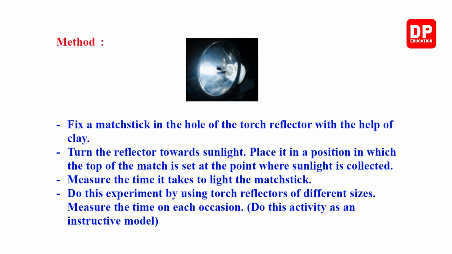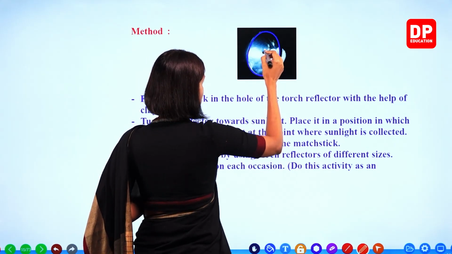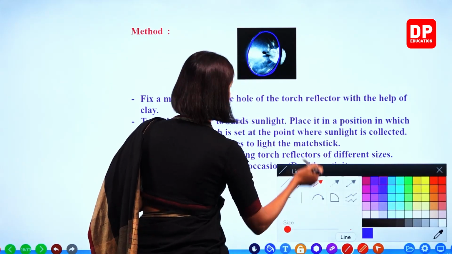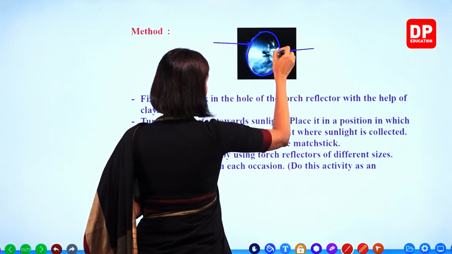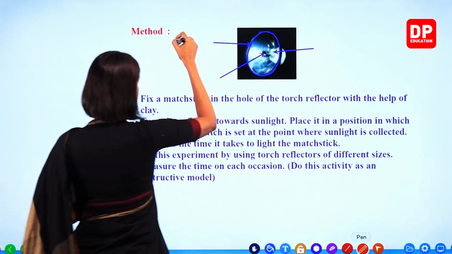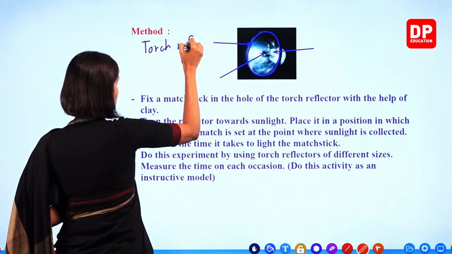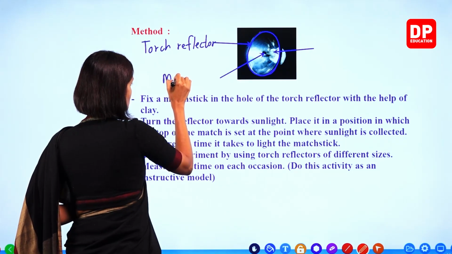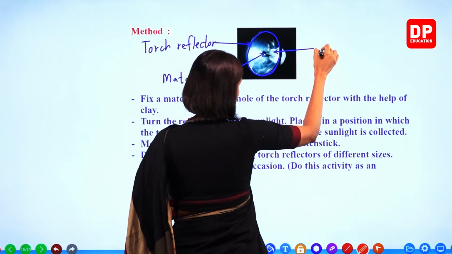So look at this diagram. You all can see here, this is the torch reflector and the matchstick. We will label this: torch reflector. This is the piece of clay. This is the matchstick. Torch reflector, matchstick, piece of clay.